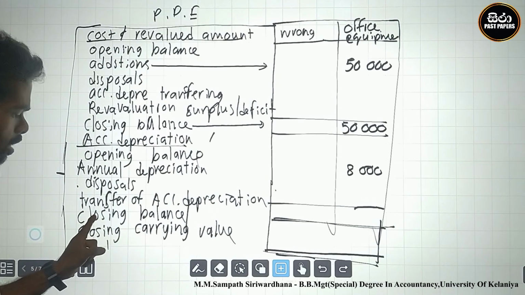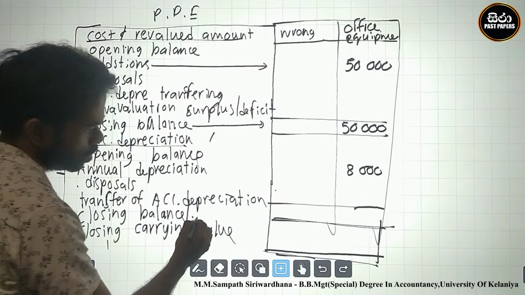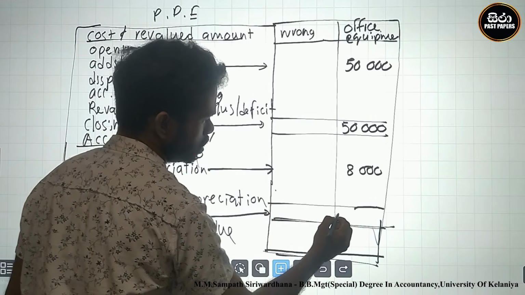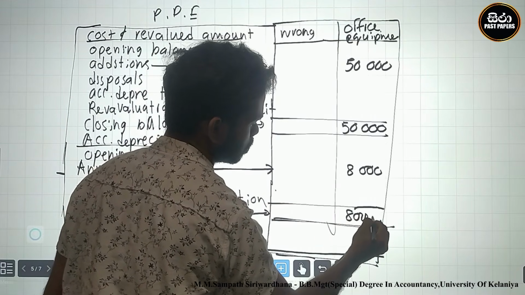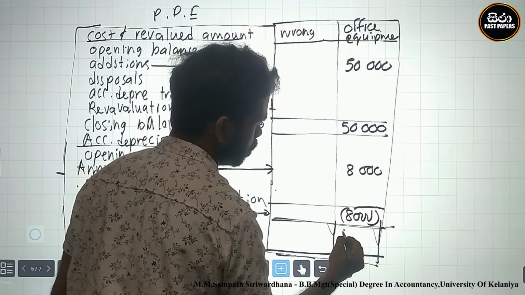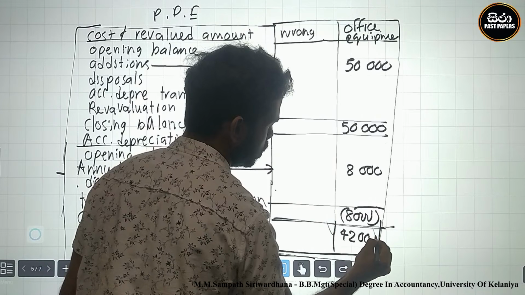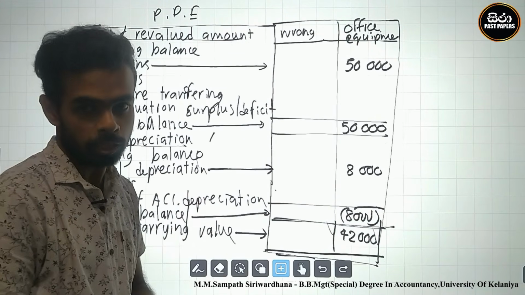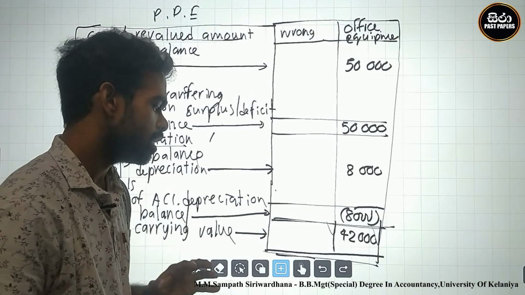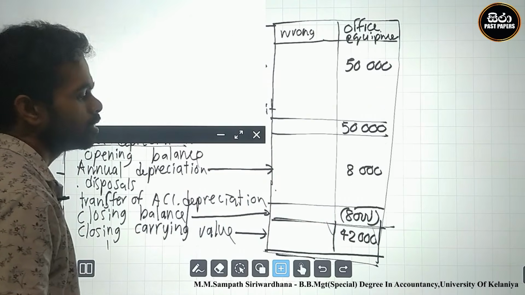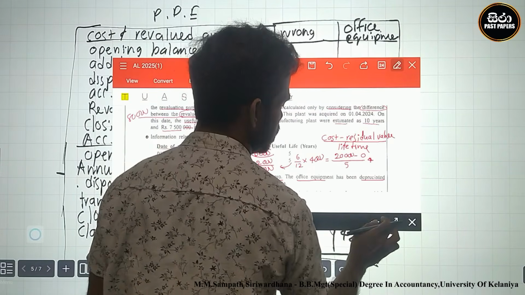After that, we can calculate the closing balance. This is the annual depreciation. The closing balance is 8,000 deducted, and the carrying amount is 42,000. This is the end of the property, plant and equipment note. Therefore, we can create the answer sheet.